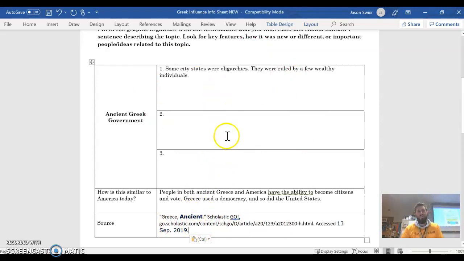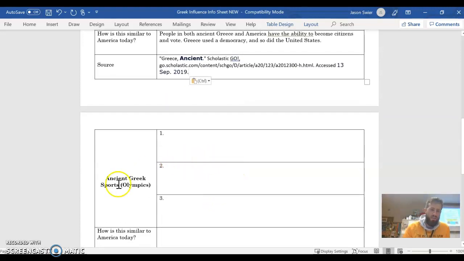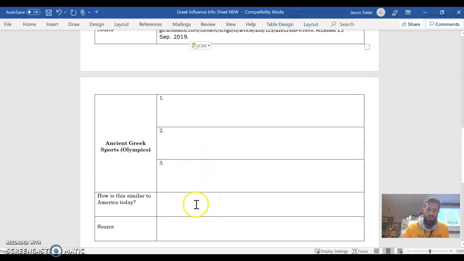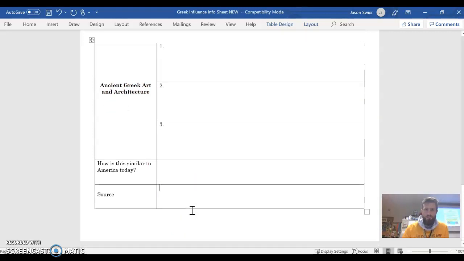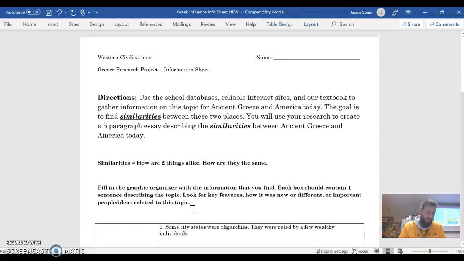Okay, so continue forward with that, trying to fill in the next box information. Then you can go back and search again, search like ancient Greek Olympics or ancient Greek sports. Finding information, tell me what's the same with America, make sure to save your source. Again, Greek art or Greek architecture, especially as we're going to see a lot of examples of that. What's similar in America? What have I seen? What's the source? Okay. Do as much as you can today.